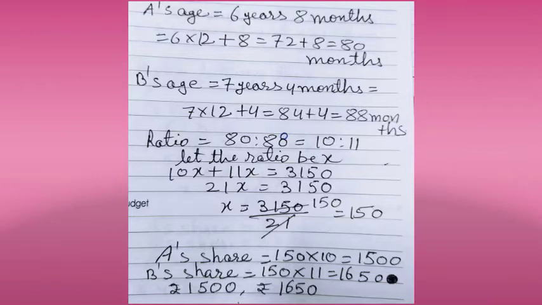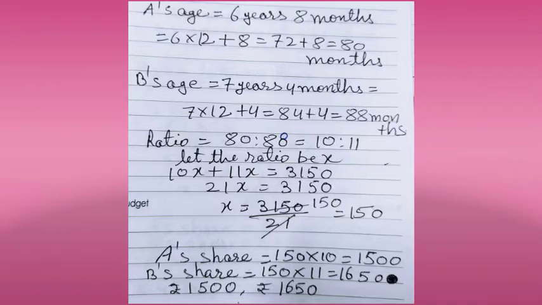Now we'll find out the ratio. So the ratio 80 by what? 88. And this will be equal to 10:11. Now let the ratio be x. So 10x plus 11x, and this is equal to what? 3150. It is given in the question also.